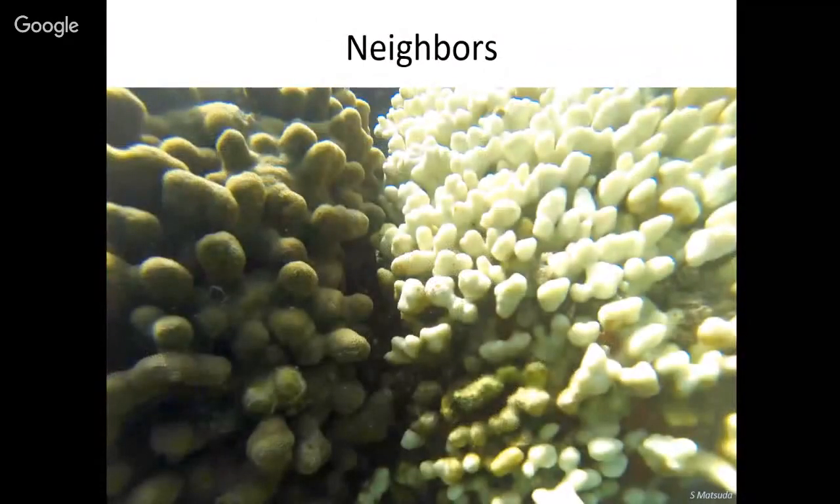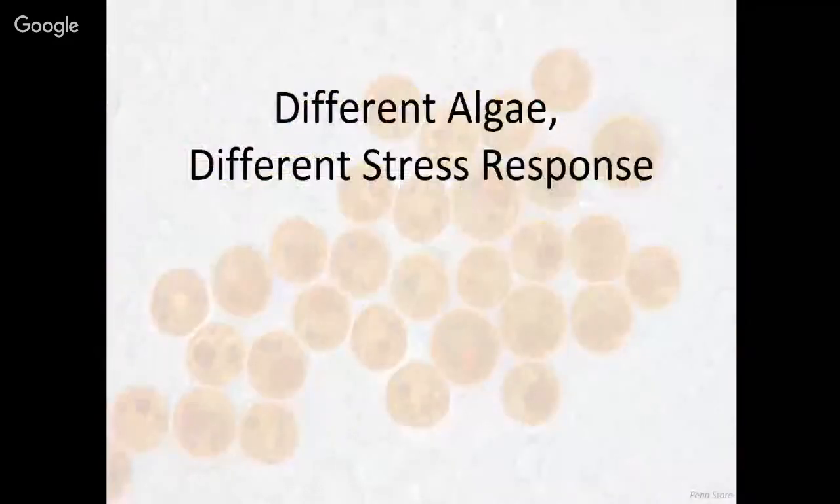So something that I'm really interested in is the neighbors. You can be in the same neighborhood, you can be in the same coral reef ecosystem, you can be the same species or type of coral. There can be the same stress event, and then you have one neighbor totally fine, the other neighbor completely bleached. Why does that happen, right?